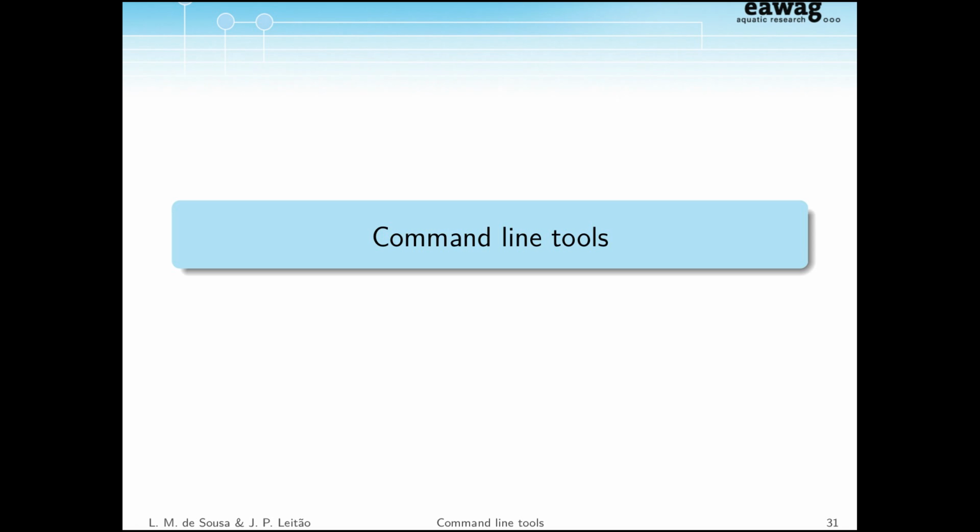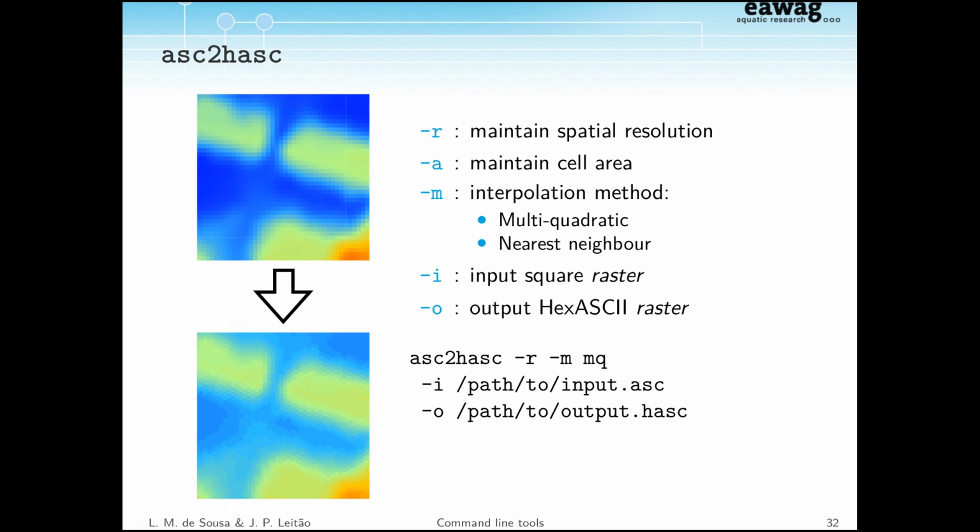And with this API, I then developed a number of command line tools that have eased this work, in flood modeling, etc., with hexagonal rasters. The first tool is this one called ASC to HexASCII, which transforms an existing square raster into a hexagonal raster. It takes as inputs some flags deciding if the transformation should maintain spatial resolution or maintain cell area, selection of an interpolation method, and then an input and an output file.